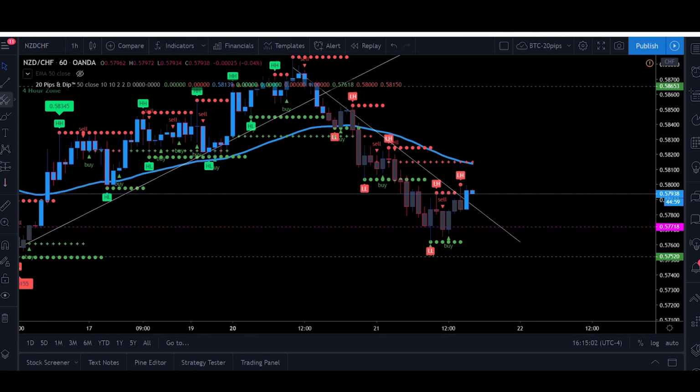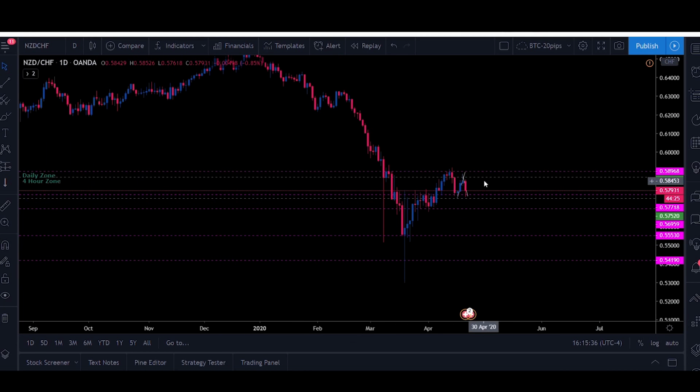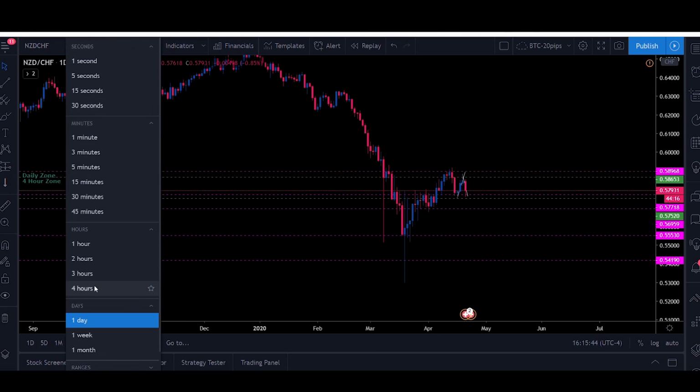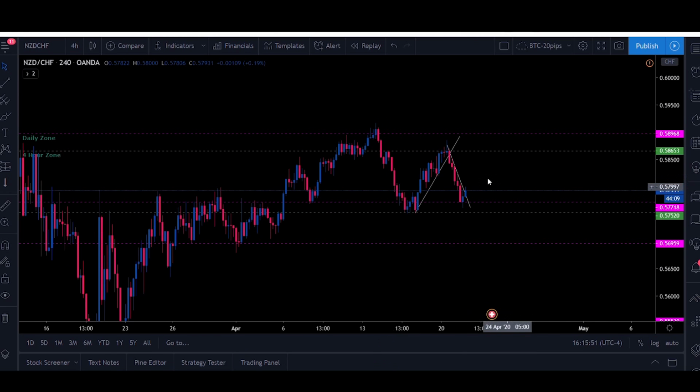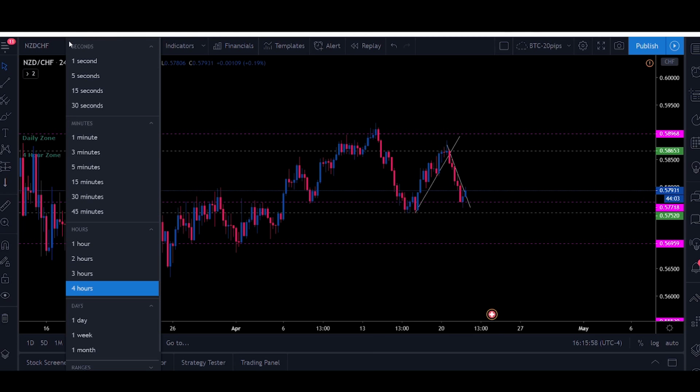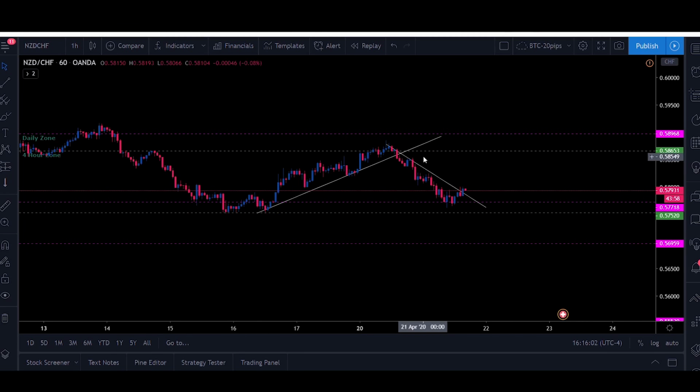How easy is this? So let's recap. You go to the daily, you mark the highest price it has been and the lowest price it has been. You switch to the 4 hour, then you mark the highest it has been and the lowest it has been. Then what do you do? You go to the 1 hour. You mark your trend lines.